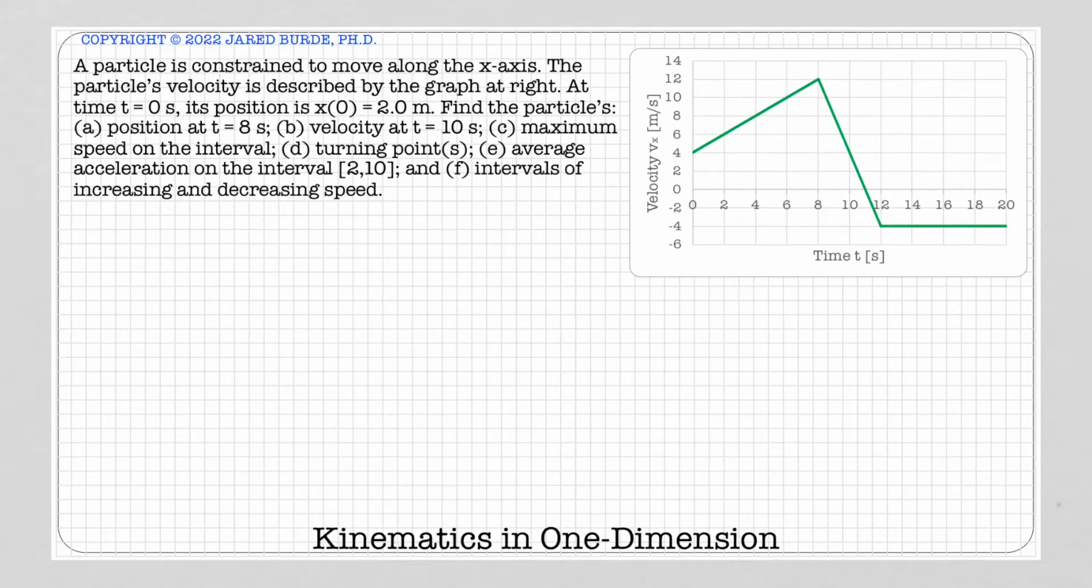Here I have a velocity function. I have a graph showing my velocity as a function of time, and I'm trying to understand the motion of the particle. Since I'm starting with velocity, that means I need to be given an initial condition, and I can see here that at t equals 0, I'm given the initial position of the particle. That's going to be important for me.